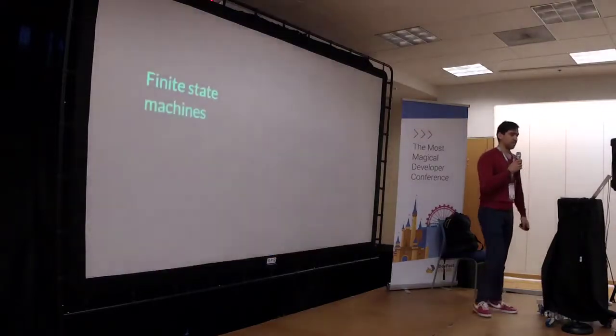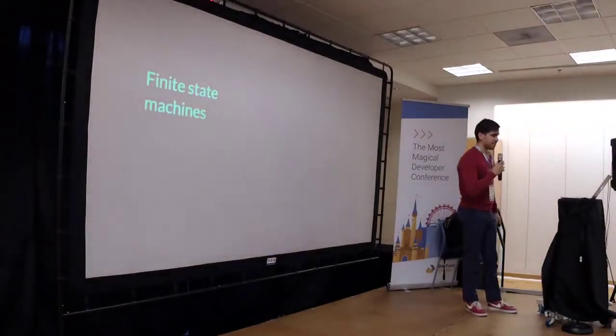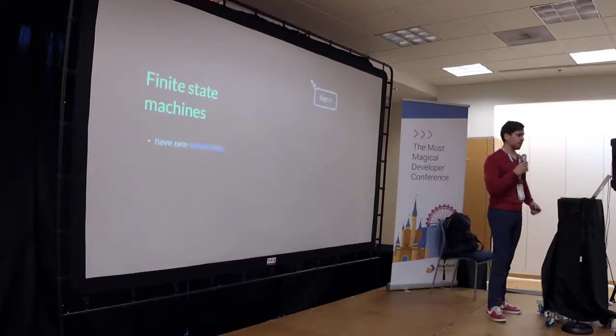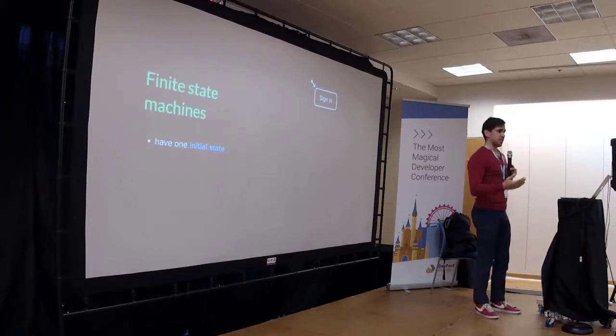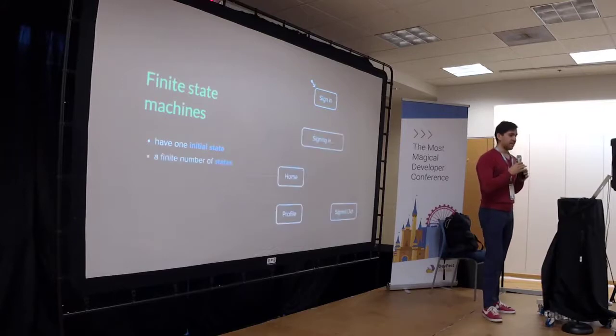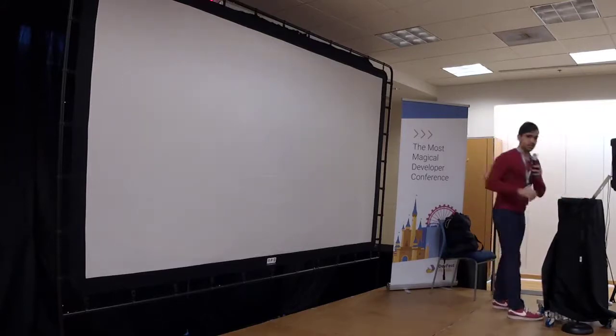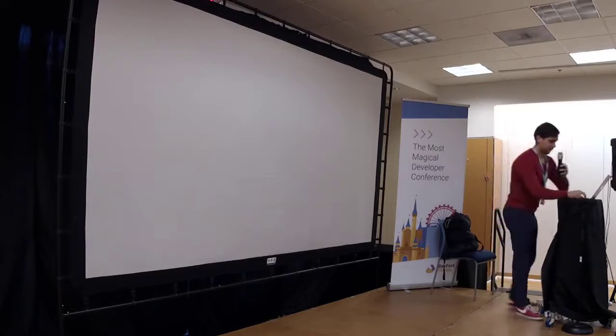But this is all based on a mathematical principle called finite state machines, which, if you know me, I talk about a lot. So I'm going to give you a quick review on what these are. A finite state machine has one initial state. That's a start state where everyone starts. And then there's a finite number of states which you could go to, like the off state of the projector.